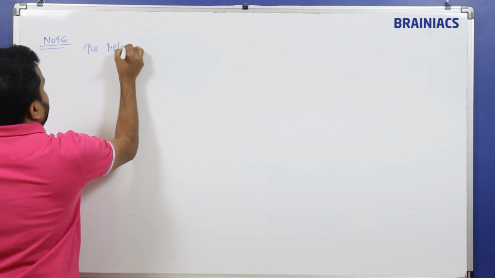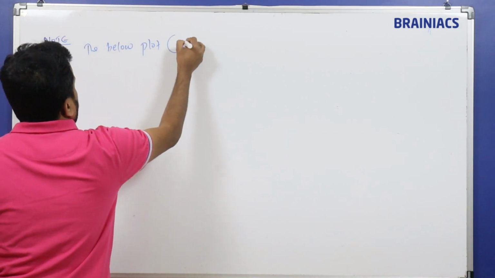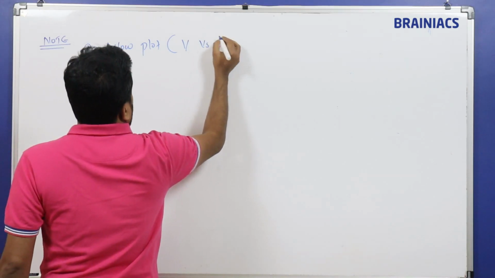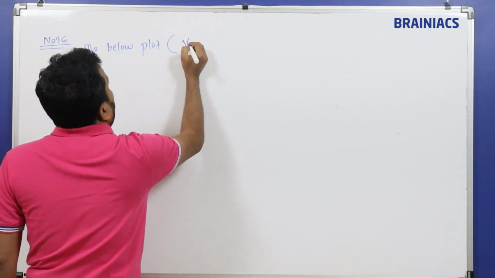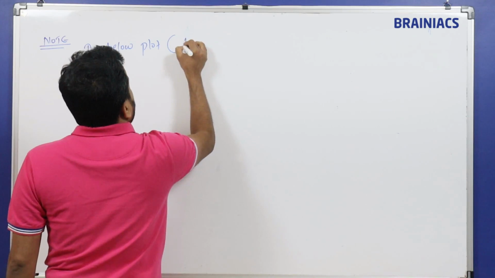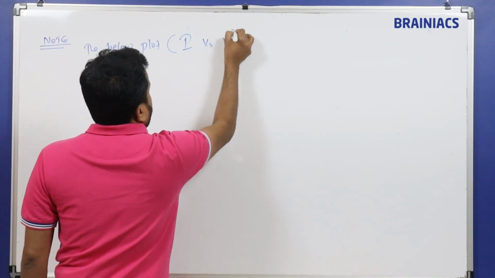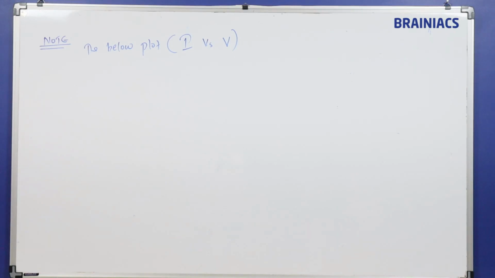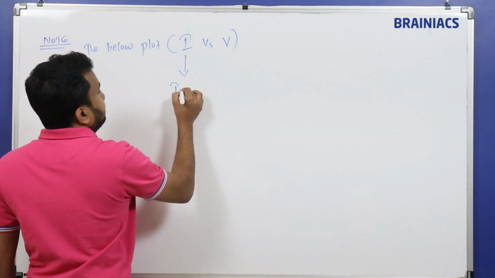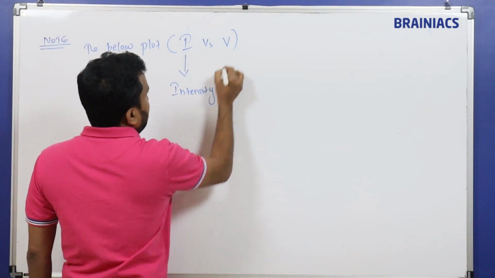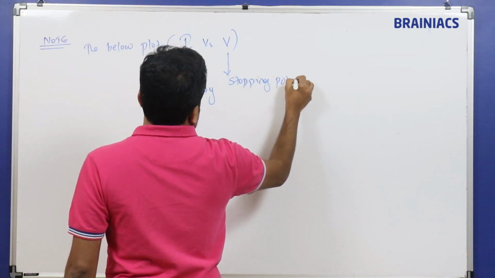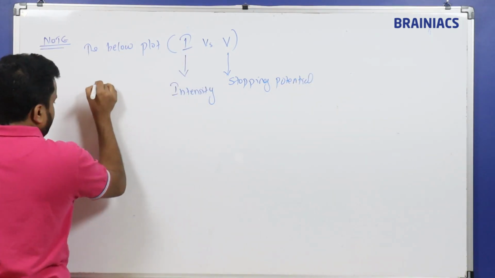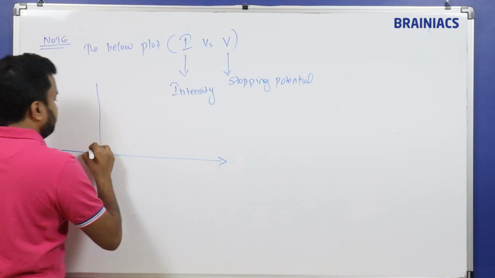The below plot, I versus V. What is called I? What is called V? I is called the intensity. What is V? Stopping potential. You can represent it as V0 also. So a graph is given, and we are going to analyze the graph. That's all we are going to do.